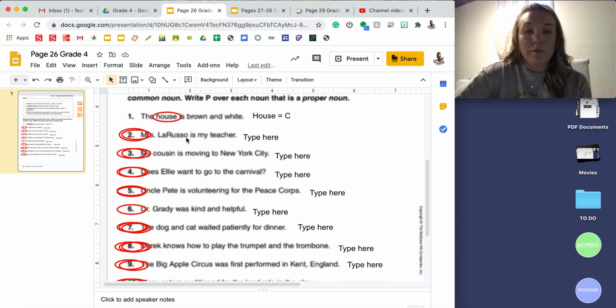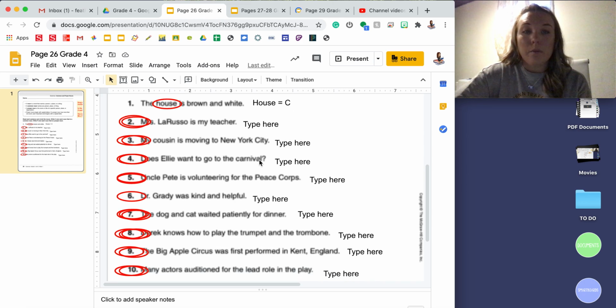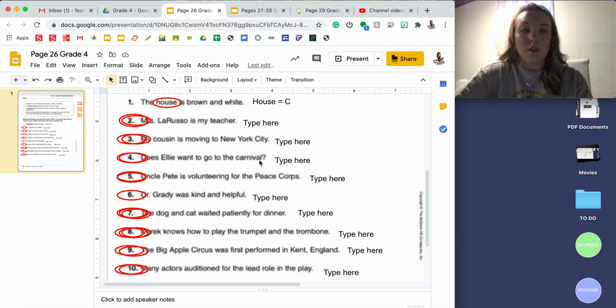I did number 1 for you. So number 1 said, the house is brown and white. House is a noun, so I circled it in red. And in the text box, I wrote house equals C because house is common. Let's do number 2 together.